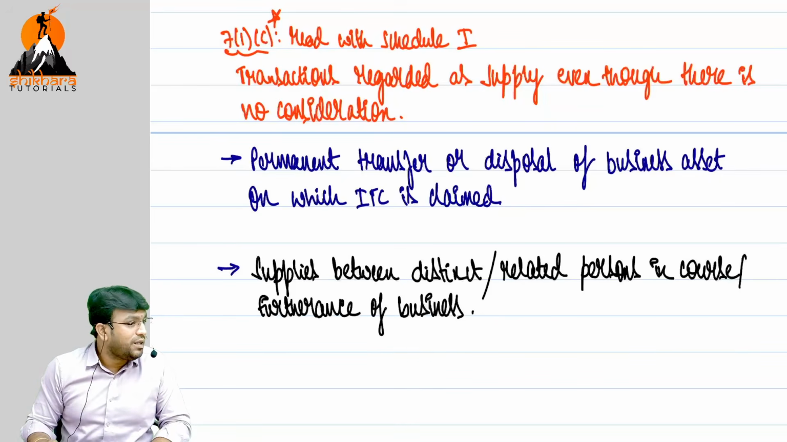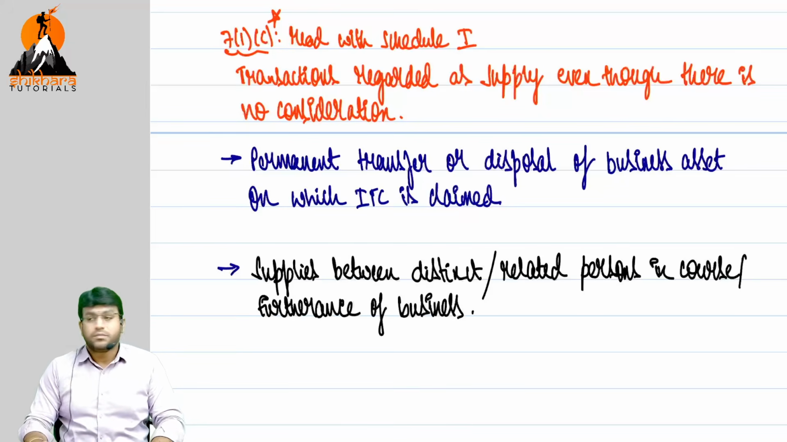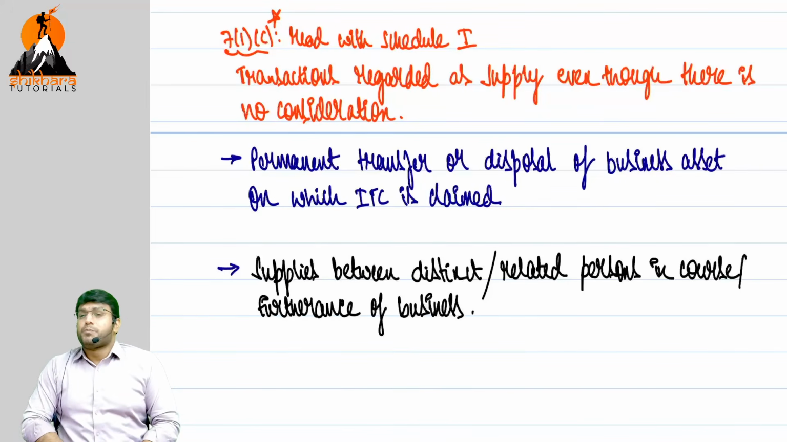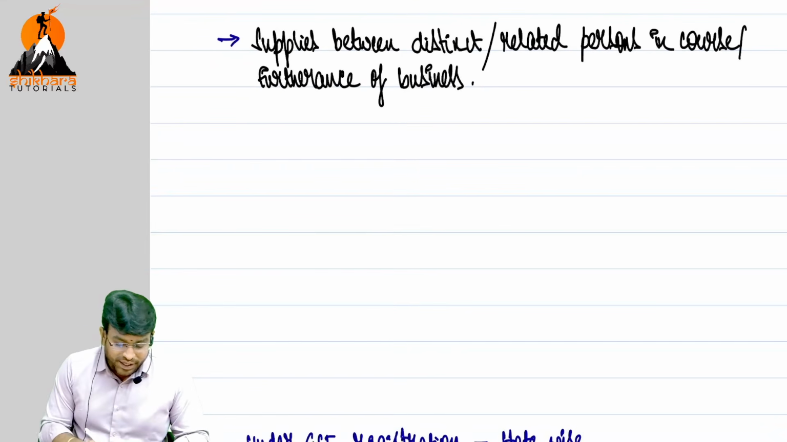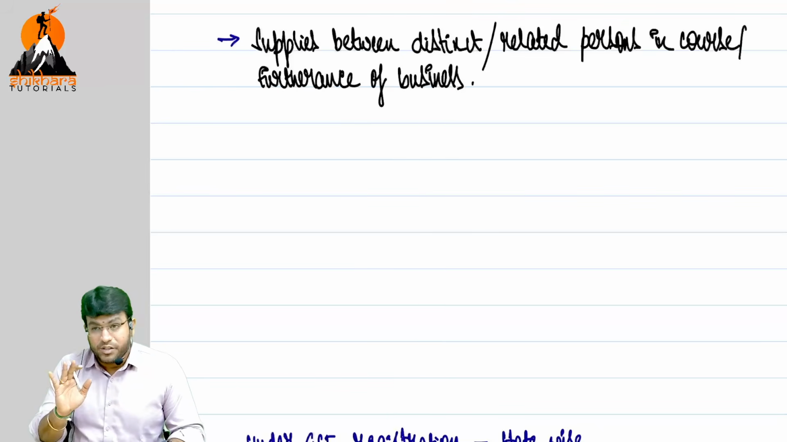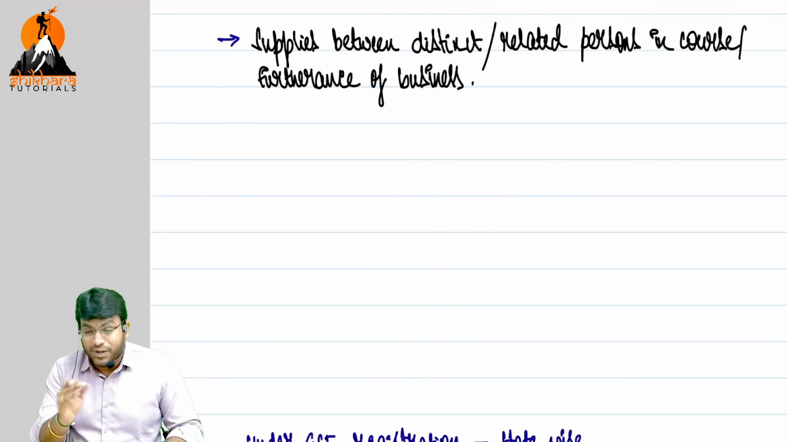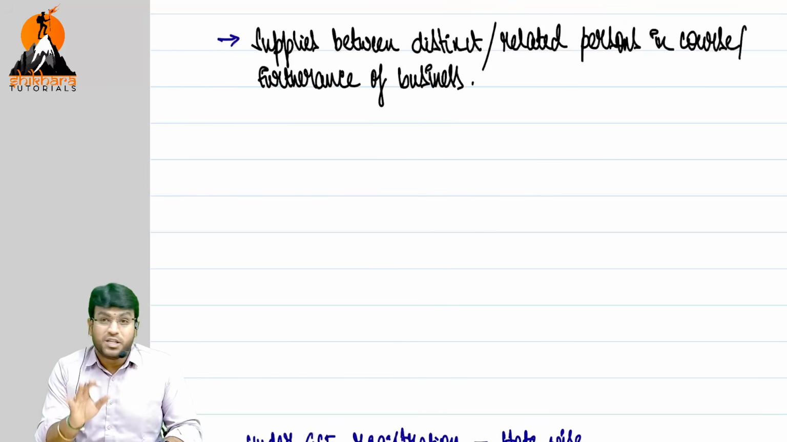Are we clear till this point? Repeat the first point: permanent transfer or disposal of business asset on which ITC is claimed. Second point: supplies between distinct or related persons in the course or furtherance of business. I hope you are getting full clarity. I am not assuming that you know something in advance. That's why I am teaching like this. Clarity of perfection is what we want.